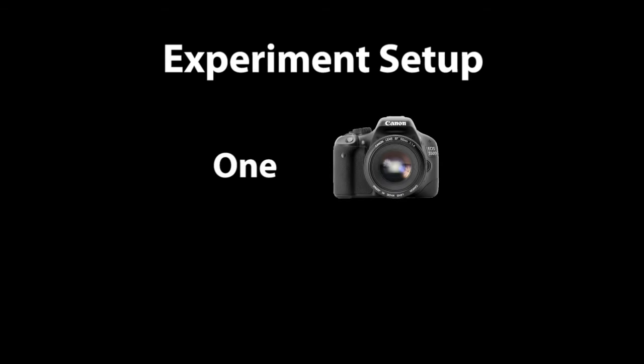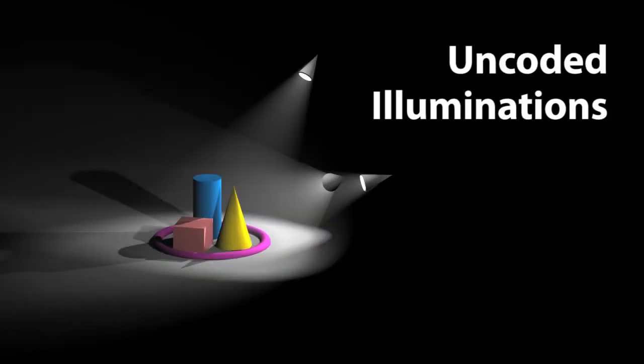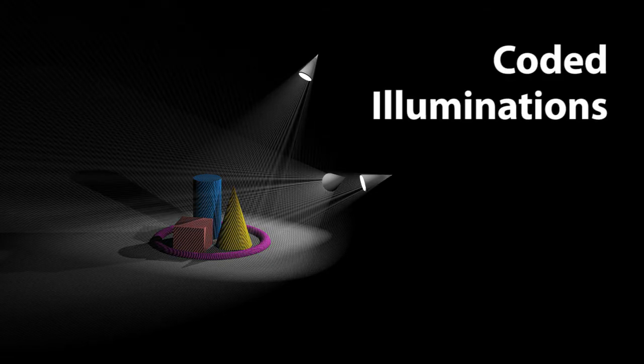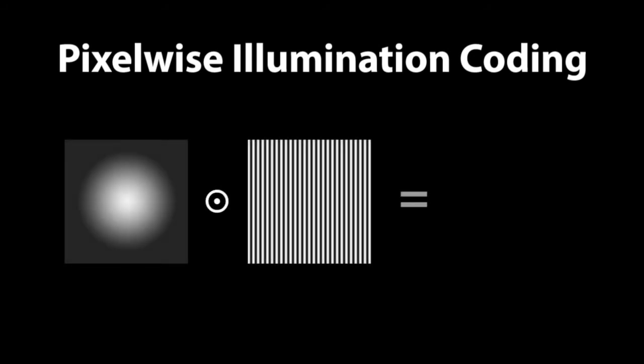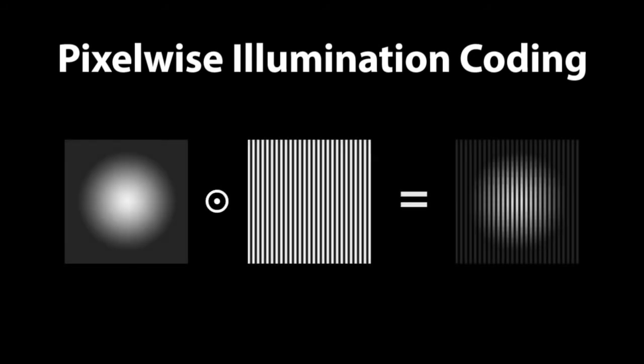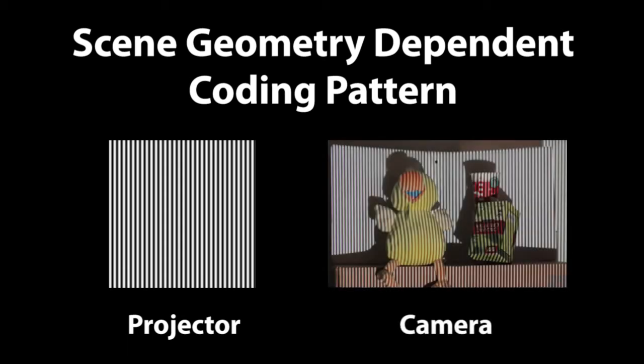In our setting, we use a camera to record the scene, and then multiple projectors as light sources. In order to multiplex all lighting conditions into one shot, we use a computational coding scheme to encode each illumination. In the coding process, we pixel-wise multiply a structured light coding pattern with illumination at the projector imaging plane to uniquely encode each illuminant. However, for most structured light patterns, scene geometry can introduce variations in frequency and phase of the projected patterns, which makes decoding difficult.